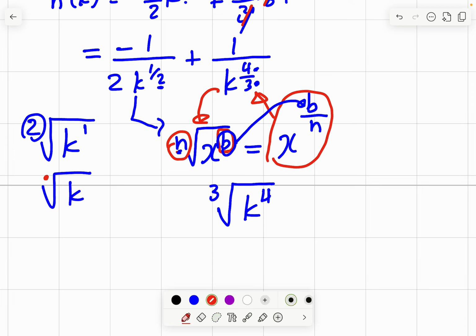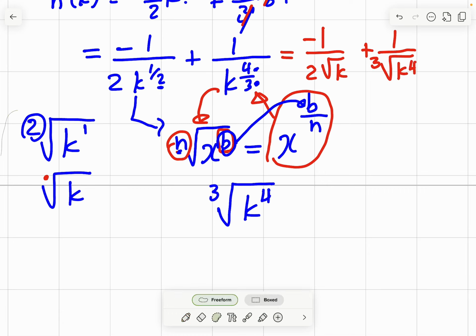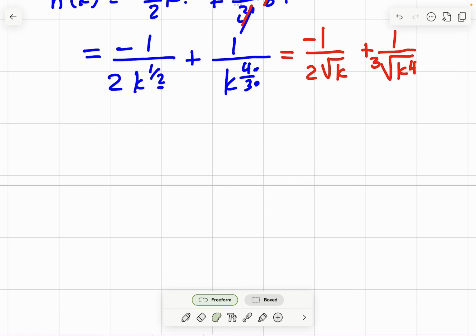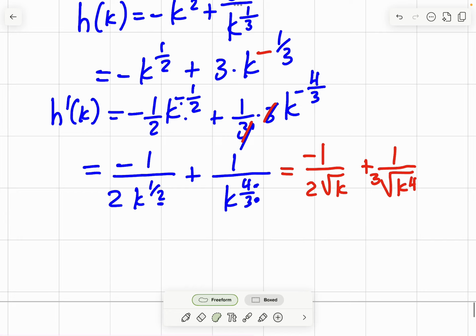So it means we are going to have negative 1 over 2 root k plus 1 over root 3 k to the 4. You see, simple stuff. Let's move on. Let me keep this thing for later use.